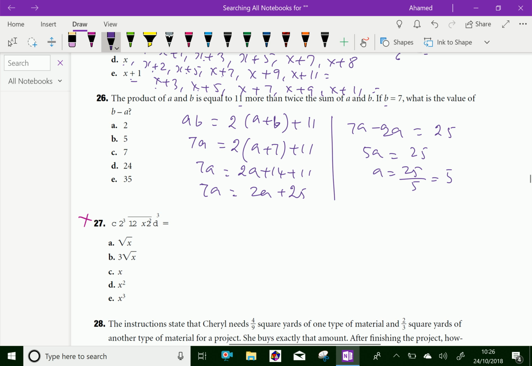Now what is the value of B minus A? So A we got as 5, therefore B minus A, that is B is 7 already given, 7 minus 5 equals 2. So our option is A.